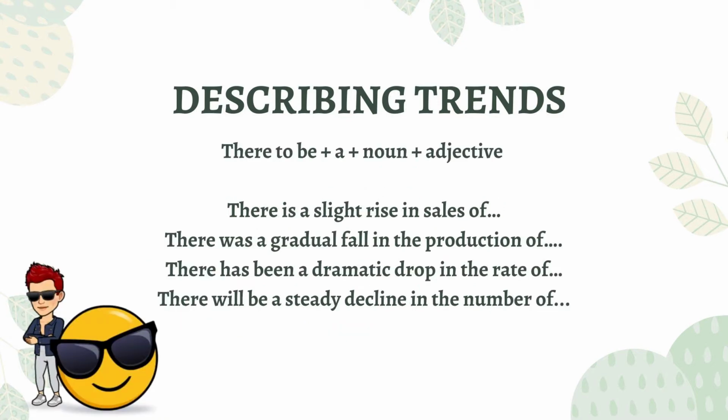The second structure is there to be, a, noun, and adjective. There is a slight rise in sales of. There was a gradual fall in the production of. There has been a dramatic drop in the rate of. There will be a steady decline in the number of.